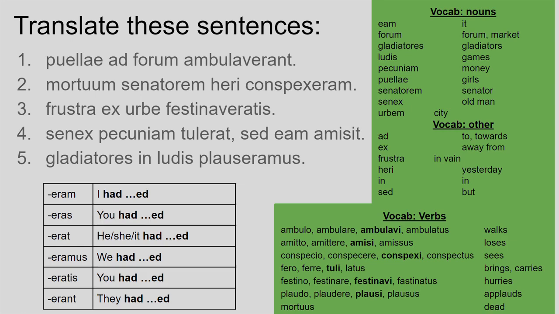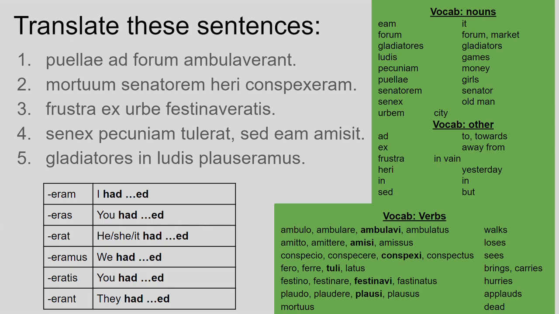Number two, mortuum senatorem heri conspexeram. Usually my verb is at the end in Latin, and this is the case in this sentence. Conspexeram is an irregular perfect stem, and if you look at your vocab list, you can see it comes from conspicio. So I've got "I had seen", and now I need to look for what I had seen. So I'm looking for an accusative. I don't need a nominative because I'm doing it, so I'm the nominative. So I'm looking for an accusative, and in fact I have two.